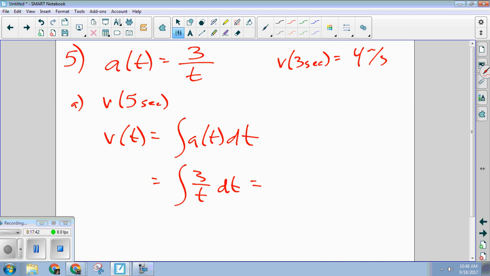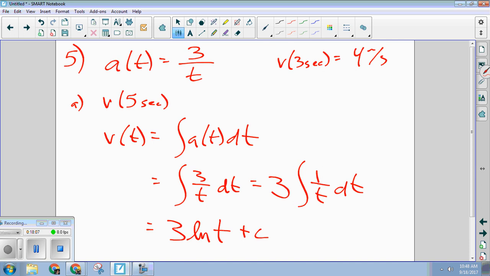I don't know that you have to do this step, but technically this is the same as 3 times the integral of 1 over t dt, and that makes it clear that it's going to be 3 times the natural log. So you get 3 times the natural log of t, plus c, because I'm taking an indefinite integral. Follow? All right. Questions up to there? Why do we add c here? Is it because it's instantaneous? Yeah, that works. Everybody good? Okay.